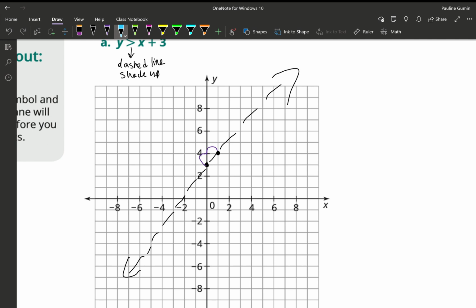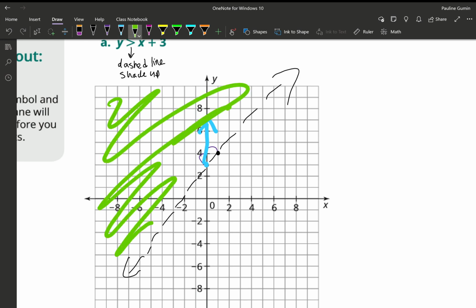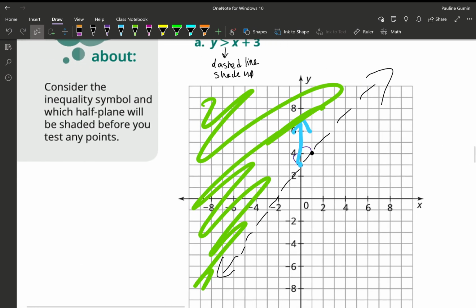Now, some of you might be having an easy time discerning which way is up or down. I need to draw my arrows. It helps me. And if you're taking notes along with me, just do it for the notes. Okay, so I put a dot on the y-intercept, and we're going to draw an arrow pointing up. That's where I'm shading. Okay, let's do one more.